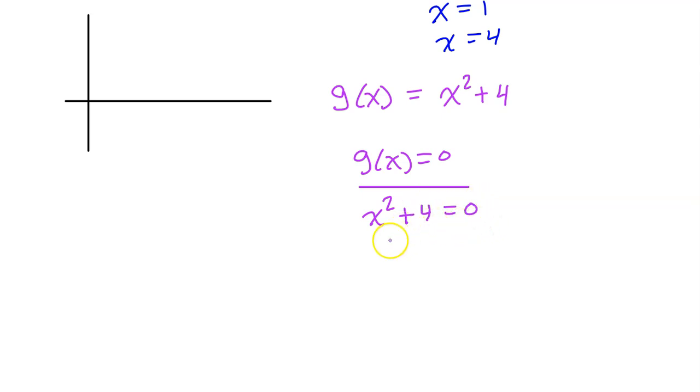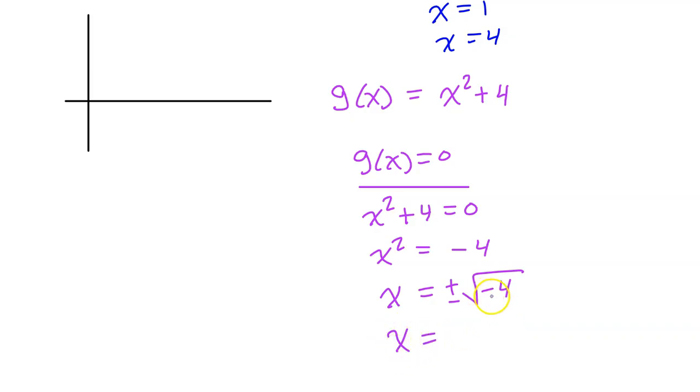And then I would subtract 4 from both sides, so I would get x squared equals negative 4. And then I would take the square root of both sides. Don't forget, when you take the square root of a negative number, it's going to be imaginary. Also, I have to have a plus or minus here. It's going to be 2 zeros.